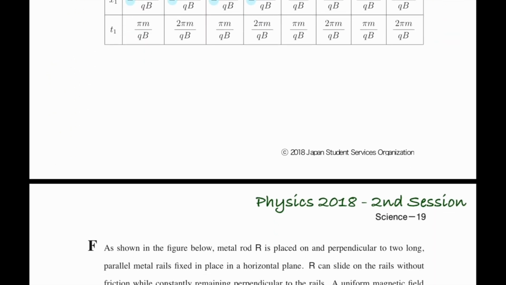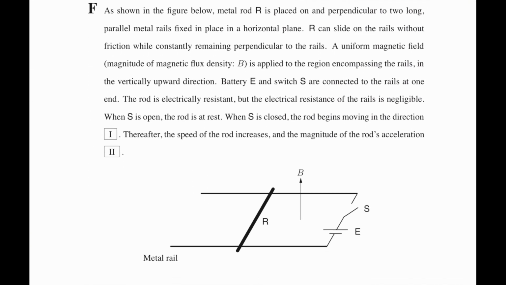Okay, let's move to question number 18. In this question, I have a metal rod R. This is the metal rod R. It is placed on and perpendicular to 2 long parallel metal rails fixed in place in a horizontal plane. As you can see here, this is the metal rod, and this is the rail. The rail is perpendicular to this rod, and we place the rail in a horizontal plane.